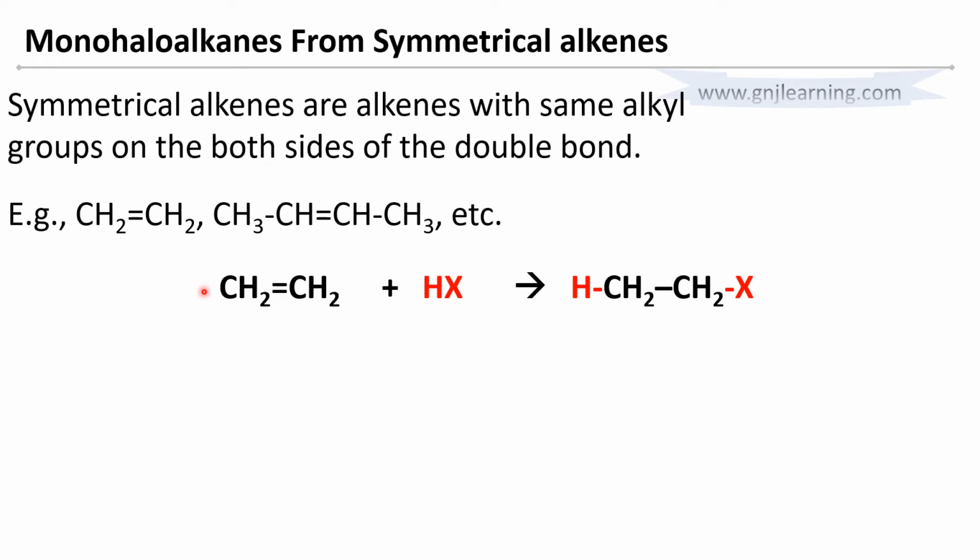Onto one carbon H will be attached. Onto the other carbon X will be attached. So what is X here? X can be chlorine, bromine or iodine. So here ethene is now a haloethane. Clear? That's what you will get as a monohaloalkane. So if it is chlorine, then it is chloroethane. If it is bromine, then bromoethane. And if it is iodine, then it will be iodoethane.